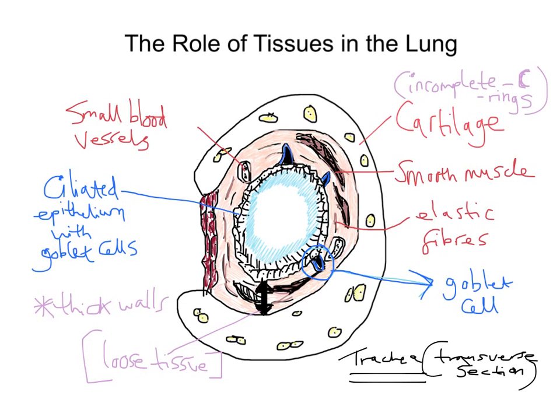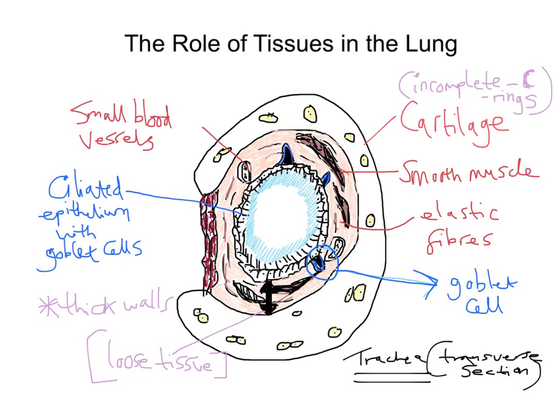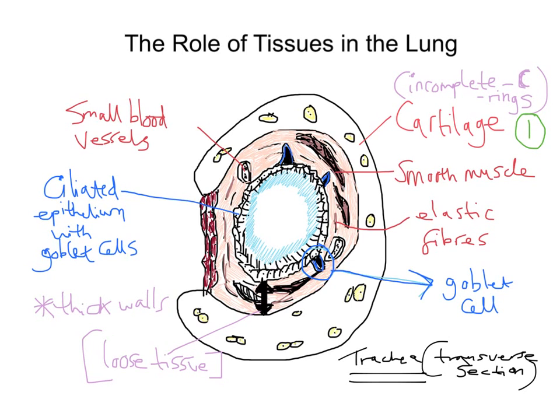Now I want to think about the role of these tissues in the lung, and we're going to consider the five key tissues that I've noted on this diagram. Let's start by looking at the cartilage. So we said we've got these incomplete rings that you find within the trachea and bronchi, and they're designed to prevent them from collapse when the air pressure is low.